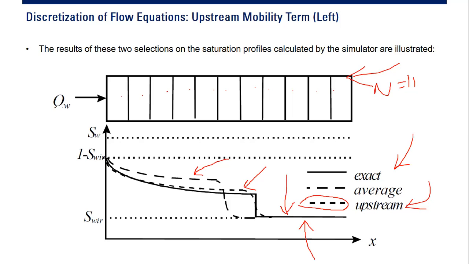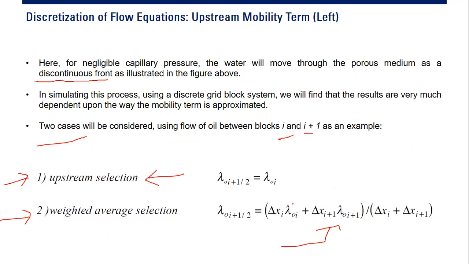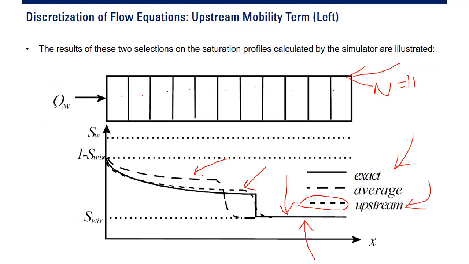So again, we displace the oil using water and we create the saturation profile. We generate the saturation profile first using the exact analytical method, the Buckley-Leverett method, and then we also use numerical methods. We use upstream selection, and the second one is weighted average selection. And you can see that the upstream method gives a better solution because it's closer to the exact solution.